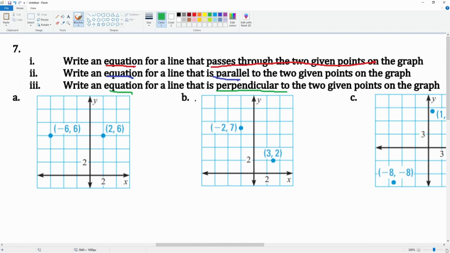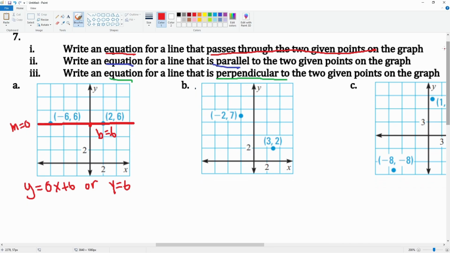All right. So let's do the first one. Okay, the first one, I'm trying to get this line here. Okay, and I need to know what the slope is. So m is equal to 0 because it doesn't go up or down. And the b value here, it is, let's see, this is 2, 4, 6. So y is equal to 0x plus 6, or you can just write it as y is equal to 6.